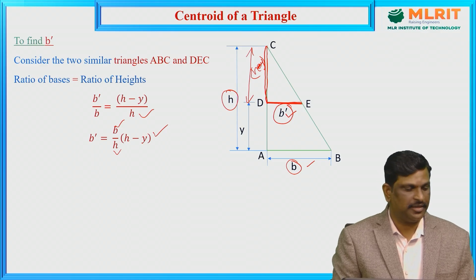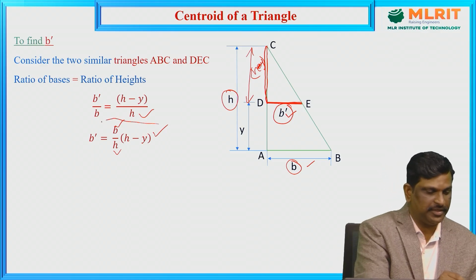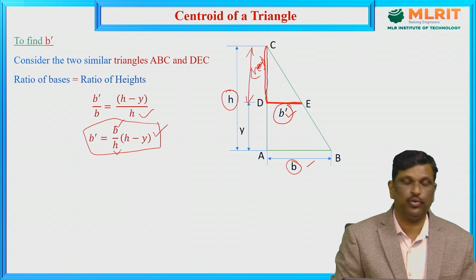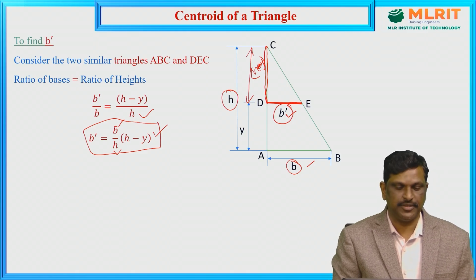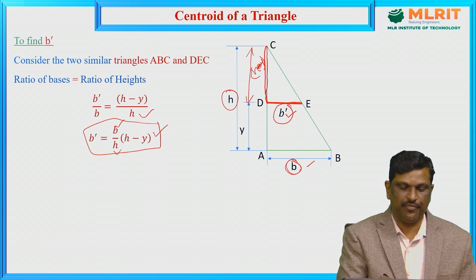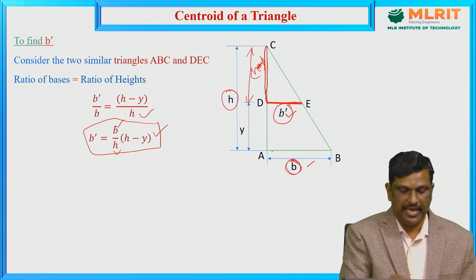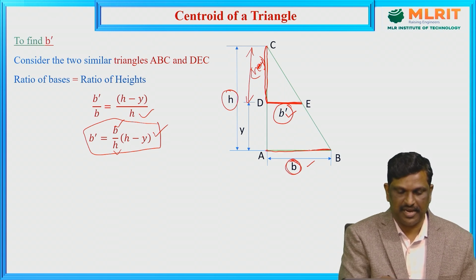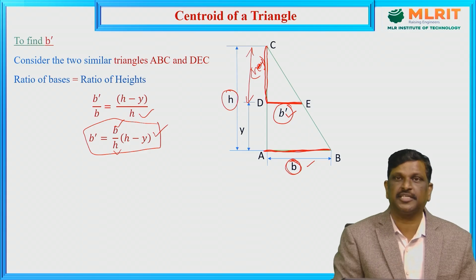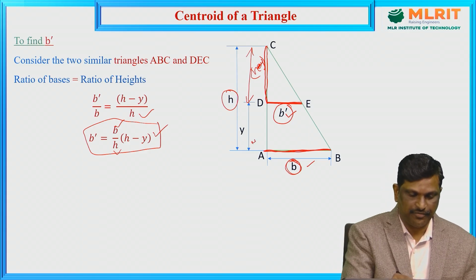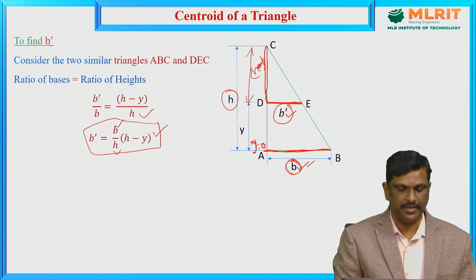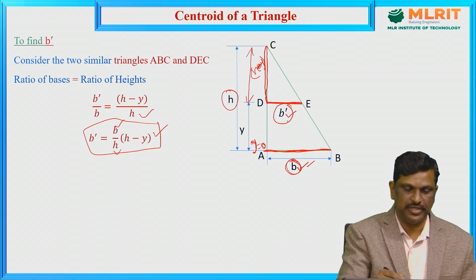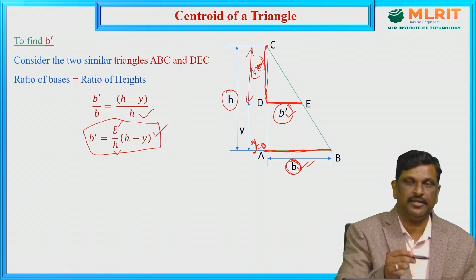Let us check whether the expression is giving the correct value or not. We know two values of b dash. At the base of the triangle, that means at y equal to 0, the value is B, and the triangle base reduces gradually and becomes 0 at C.